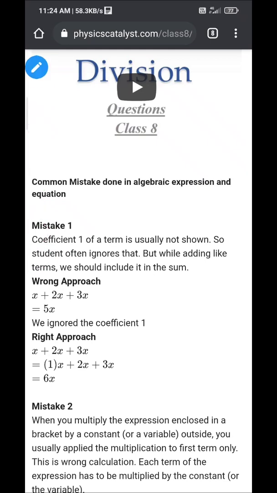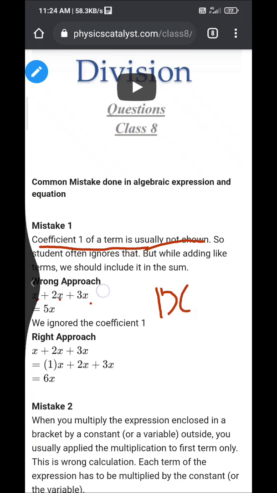I am going to tell is the coefficient of one of a term is usually not shown. So see here, when you get a question like this, x plus 2x plus 3x, you need to add these three terms. Usually when you write x, it has a coefficient of 1, it is actually 1x.